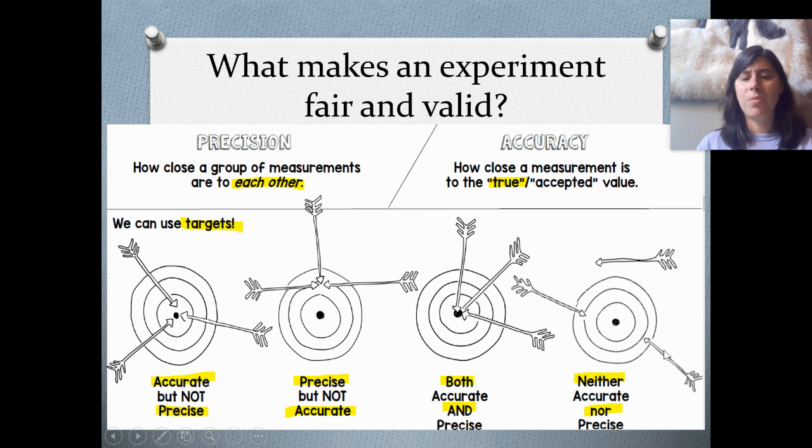And in this last one, well, I think you can probably see that that's neither accurate nor precise because they're all over the place. We can use this to talk about how our trials are close together in measurements and how close they are to the accepted value using our research. We need both precision and accuracy to make our experiment fair, valid, and credible.